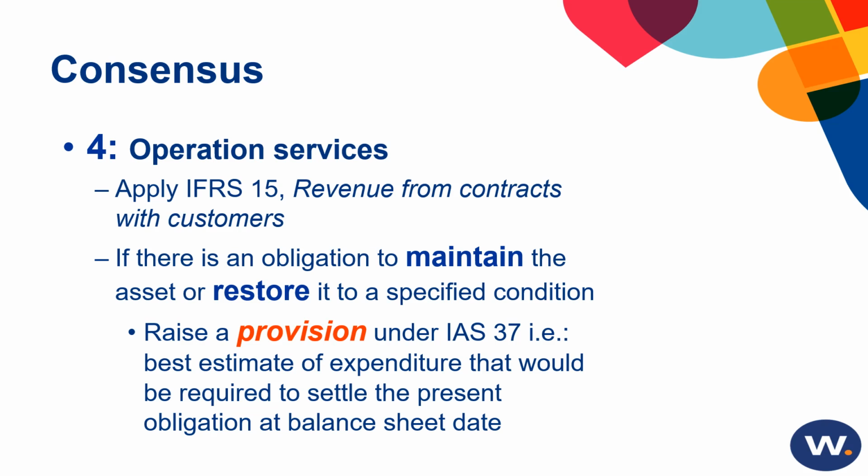If the arrangement states that the operator is required to maintain the asset in a certain condition or restore it to a specified condition before handing it over to the grantor at the end of the contract period, the operator should raise a provision under IAS 37. This provision should be measured at the entity's best estimate of the expenditure that will be required to settle the present obligation at the balance sheet date.